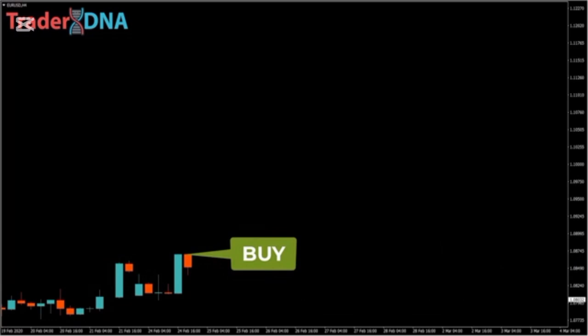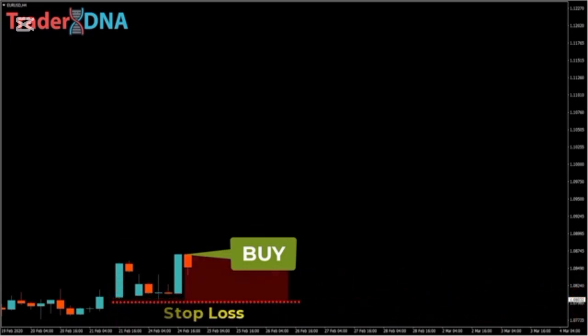Now, where do we place our stop loss? It's simple. Place the stop loss just below the strong bullish bar's low. Why? Because this bar is the starting point of the short-term or medium-term bullish trend. If price breaks below it, the structure is invalid. Boom, the market skyrockets.